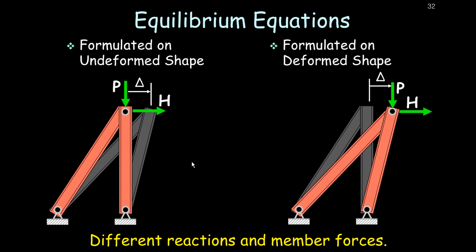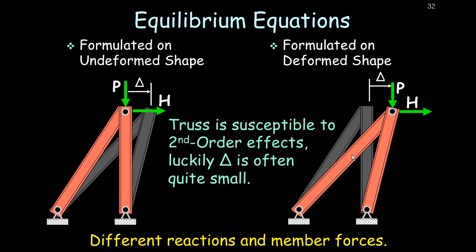If we come over here and actually formulate equilibrium on the deformed shape, what would happen? Because of that horizontal force, that point up at the top would actually move over to the right some amount delta. And now this is sort of an interesting scenario. This diagonal member, which when we formulated on the undeformed shape was only seeing force by H, is now not only seeing force by H, but it's also developing force due to the fact that P times that displacement delta is producing an overturning moment, and that needs to be resisted by the diagonal member itself. So we will get different reactions, and we will get different member forces.